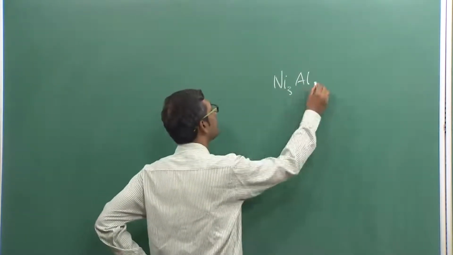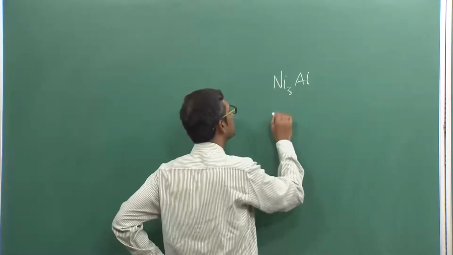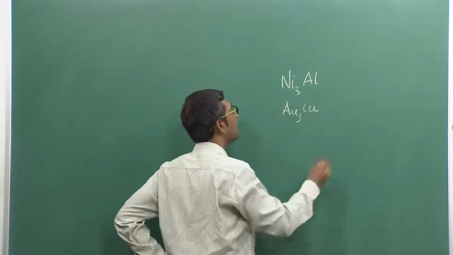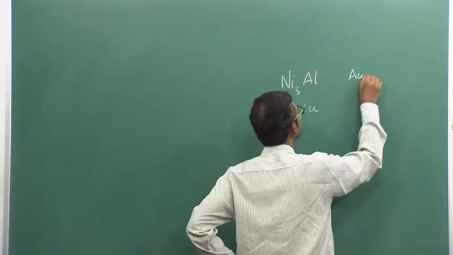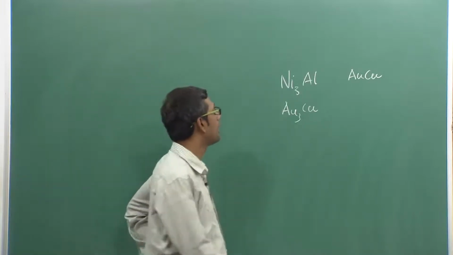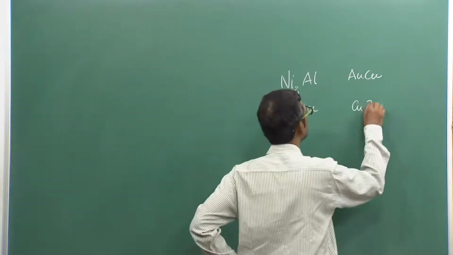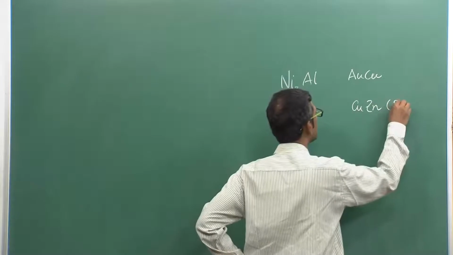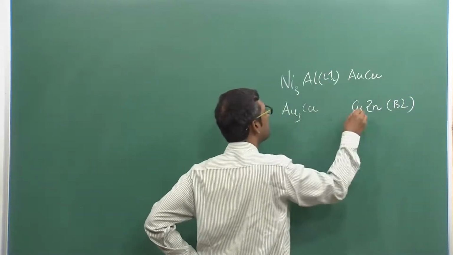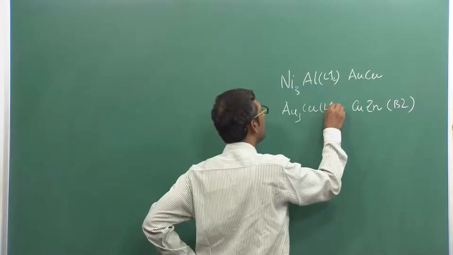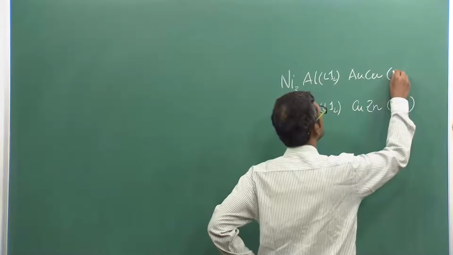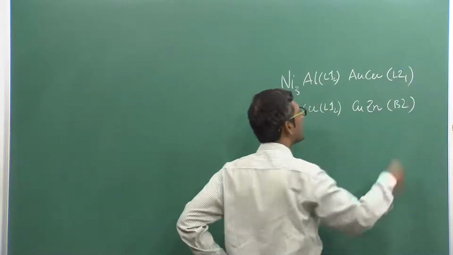Similarly, I told you about the Au3Cu structure. This is also an L12 structure, or you can have the AuCu structure, an ordered tetragonal structure L10, or you can have copper zinc, which is a B2 structure. So these are all different ordered structures, but if you see carefully they all have specific stoichiometry. So what does it mean?